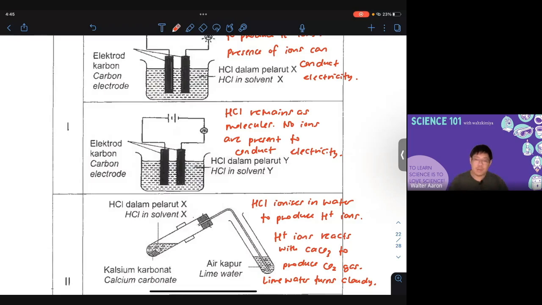So no ions are being produced. No ions means cannot carry electrical charges, so they cannot conduct electricity. So therefore, the light bulb will not be able to light up.